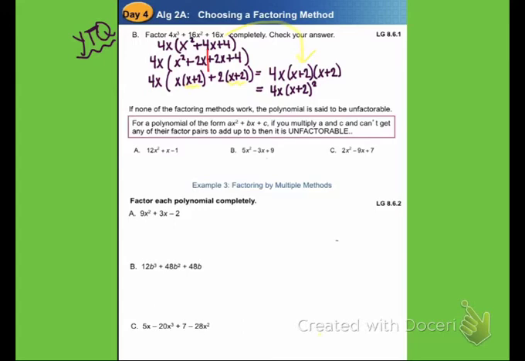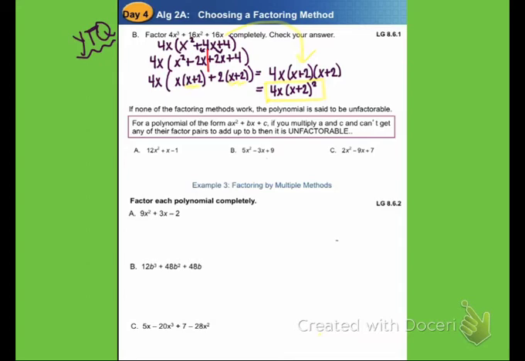And that's okay. I didn't see that right away, so I went ahead and did the factor by grouping method, the AC method, by splitting up that middle term as 2x and 2x. And so it took a little more work, but I was still able to get the final answer of 4x times x plus 2 squared.